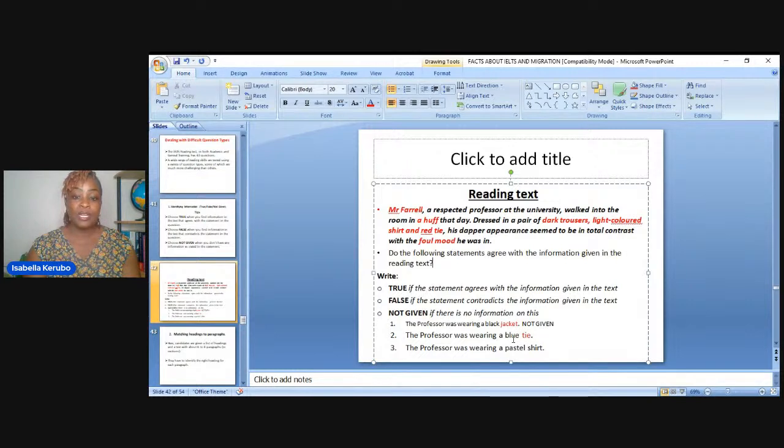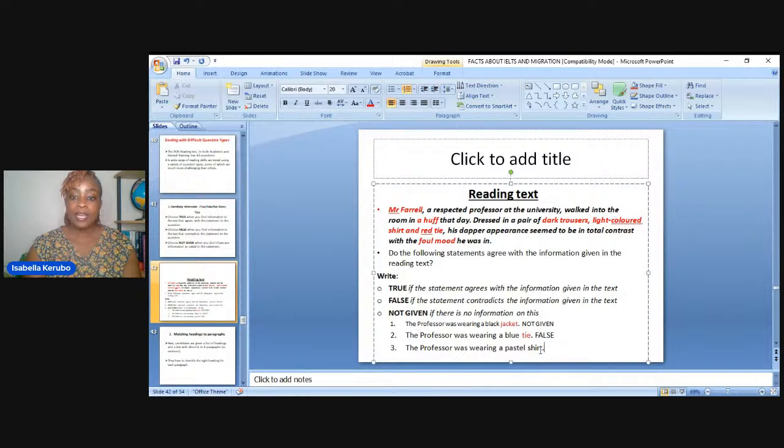Just like number 2, information about the tie is given in the text, but the color contradicts the color that is given in the text. So the answer to number 2 is false. False is the answer to number 2 because the statement is there, but it contradicts the information given in the text. Let's look at number 3. The professor was wearing a pastel shirt.